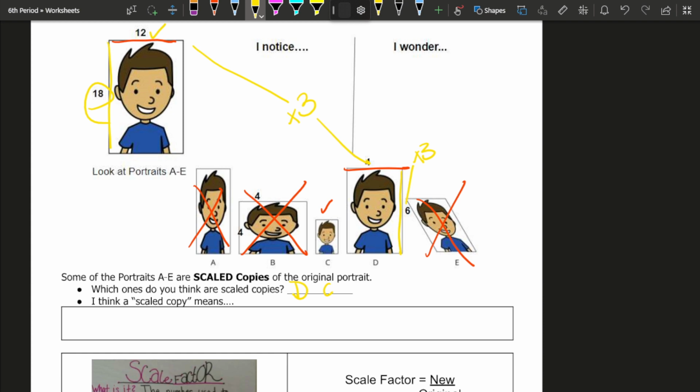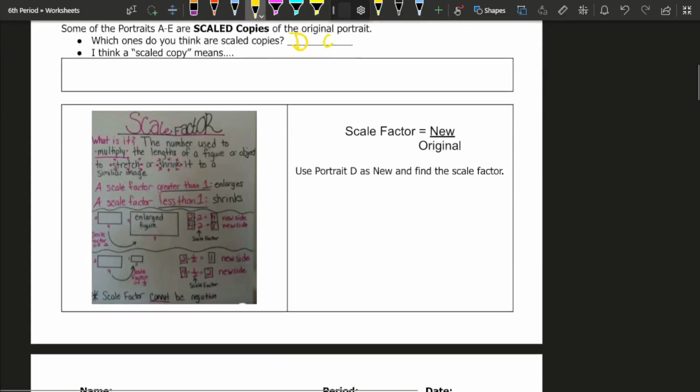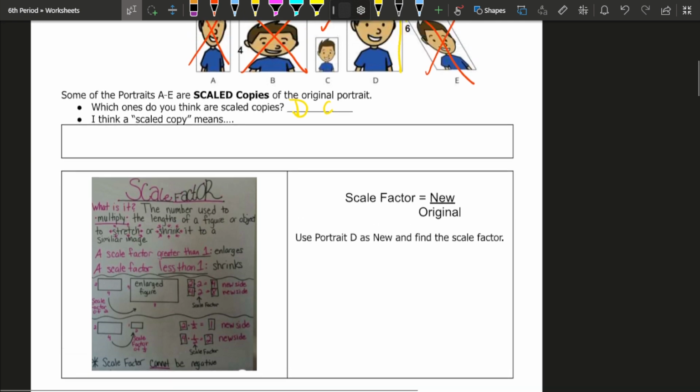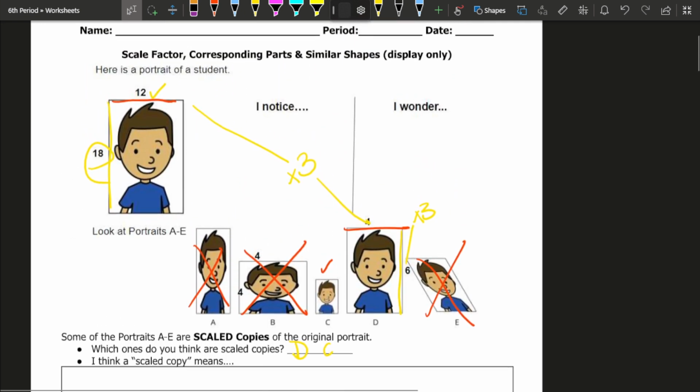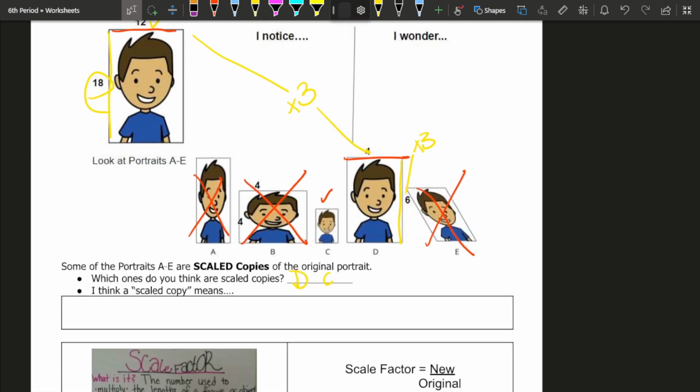All right, so let's look at this. Scale factor. We have a formula: new divided by original. A fraction line represents a proportion, a ratio. New divided by the original. This formula is not going to be provided to you. So we're going to look back at portrait D, and we're going to pick one of the sides and compare it to the original.